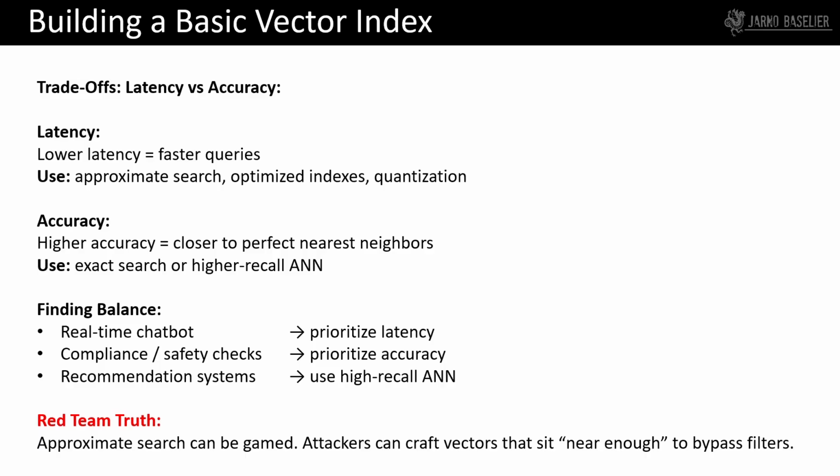For instance, for a real-time chatbot, we need to prioritize latency. For compliance and safety checks, we need to prioritize accuracy, because here speed is less important than quality. And for a recommendation system, we need to use a high-recall ANN, which basically gives both. For red teams, approximate search can be gamed. Attackers can craft vectors that sit near enough to bypass filters.